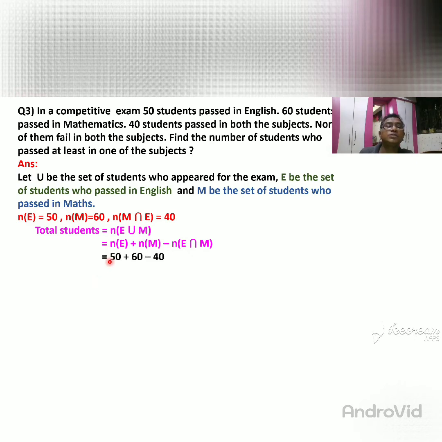So whatever it may be, see, number of E is 50 students, number of M is 60 students, minus number of E intersect M, which is 40 students. Is that clear? So 50 plus 60 is 110. I write there 110. That 110 minus 40 is 70. So 70 students, some passed in English and some passed in mathematics, passed at least in one subject.